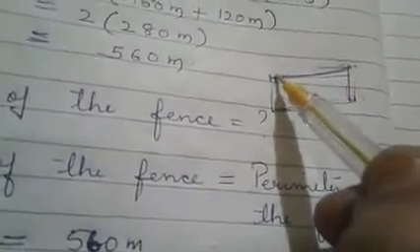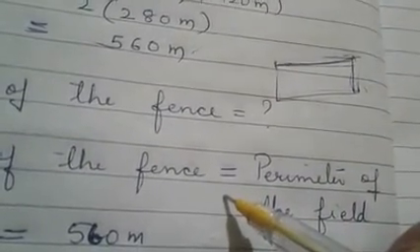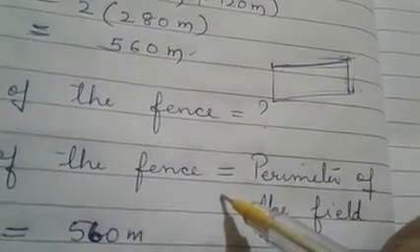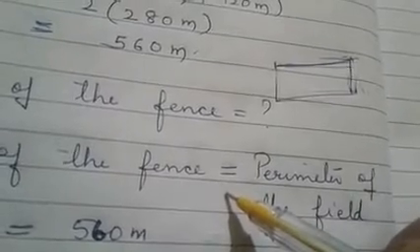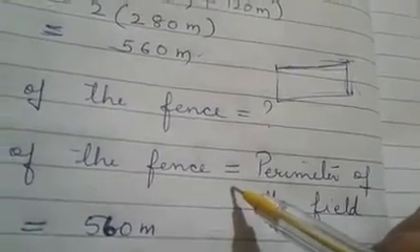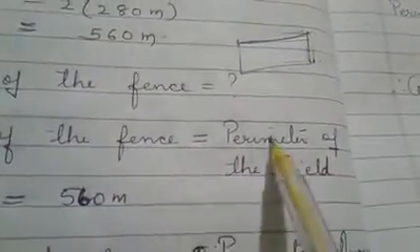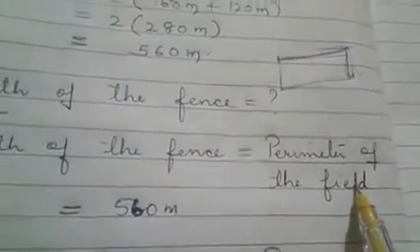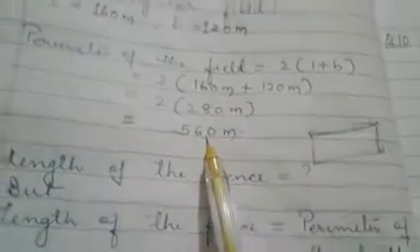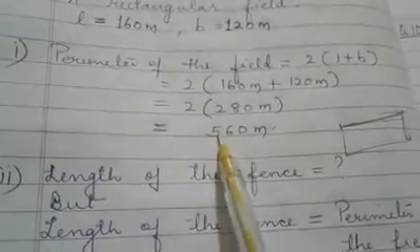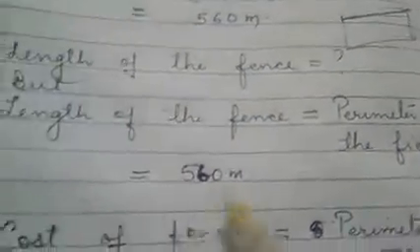So the length of the fence around a plot or a field is equal to the perimeter of the plot or field. Okay, so the length of the fence is equal to the perimeter of the field. Remember this kind of formula only. Now the perimeter we have found in the first question itself, 560 meters. So that only I have to take here. So the length of the fence is the perimeter of the field, which is 560 meters.